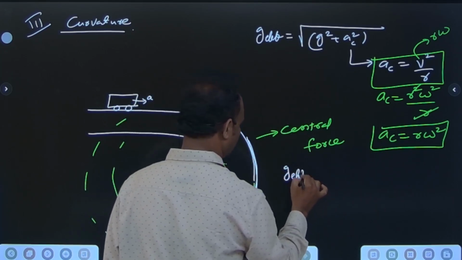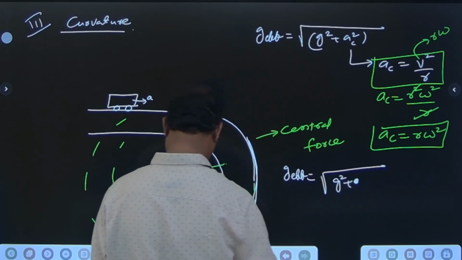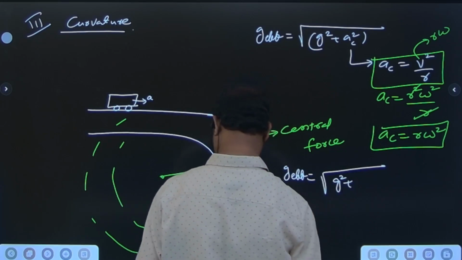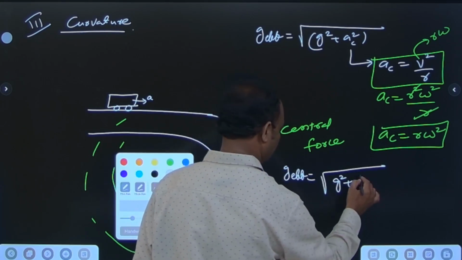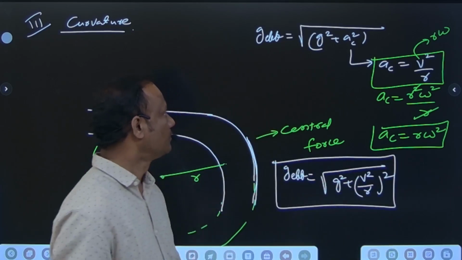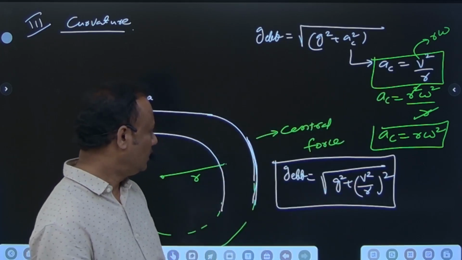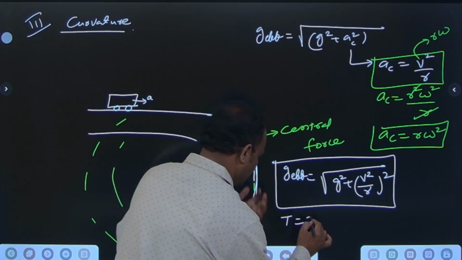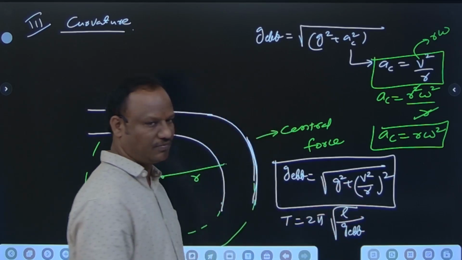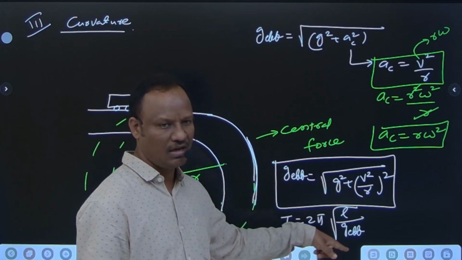Now what is the G effective? G effective is equal to square root of g square plus a square. What is a square? It is v square by R, whole square. In place of a_c, we write v square by R whole square. The time period T is equal to 2 pi under root of L by G effective, where G effective is square root of g square plus v square by R whole square, that is v power 4 by R square.